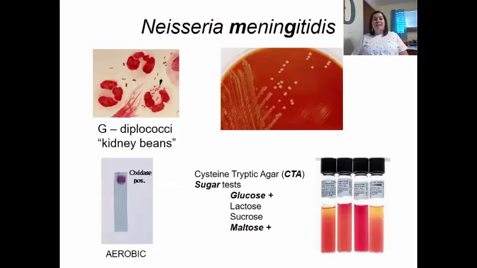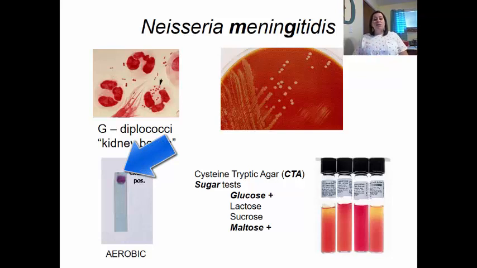So if we're growing this in the lab, we see that it is also a gram-negative bacteria. This is going to have a diplococci type of shape, or more like a kidney bean shape. We see that when it grows on the blood agar, you can see it here, it has kind of a whitish type of colony. We see that it is aerobic, meaning it needs access to oxygen, so it does come up as oxidase positive.